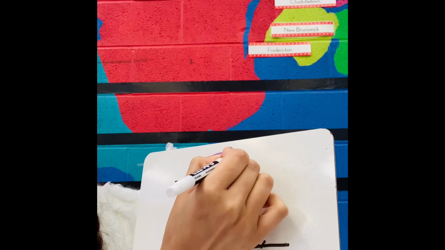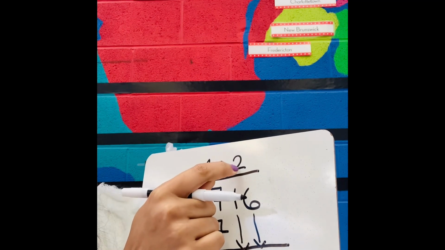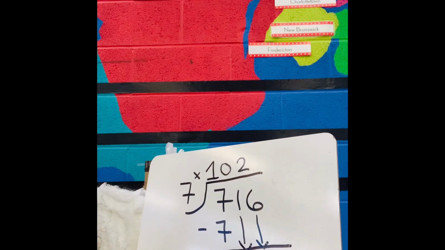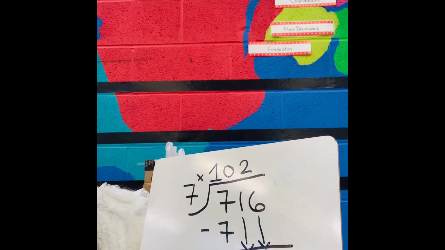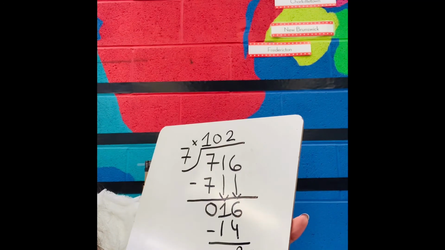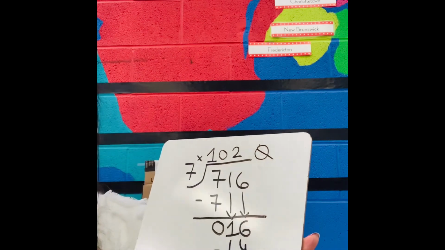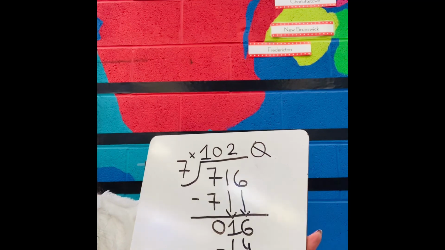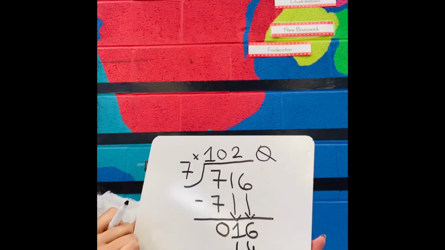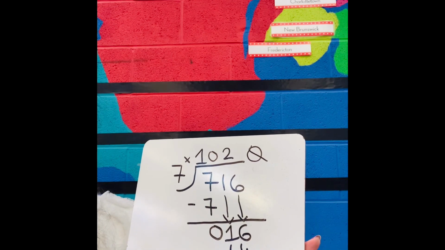So 7 times 2 gives me 14. How did I get this 14? I did 2 times 7 and it gave me 14. I go ahead and subtract. I'm left with 2. So my remainder is 2 and my quotient is 102. Which means if there were 716 cookies and there were 7 kids, each child would get 102 cookies. That is way too many.